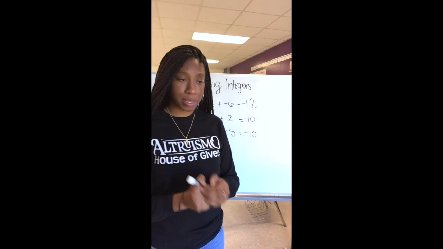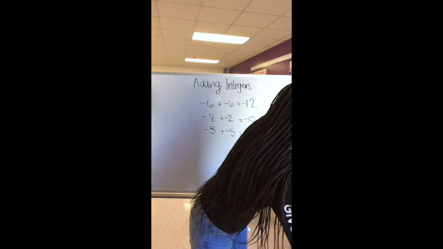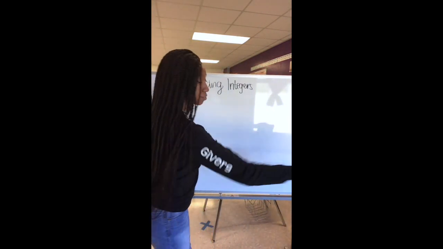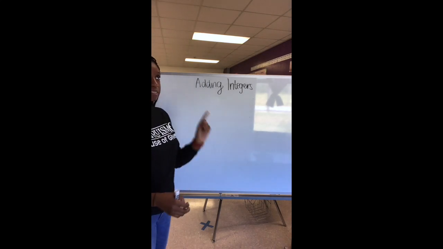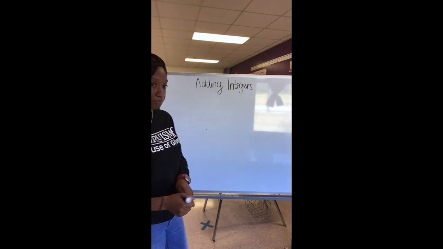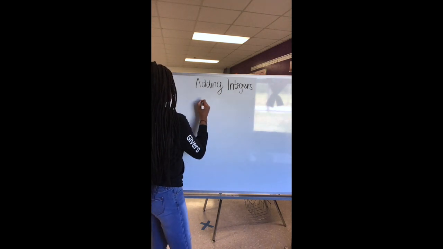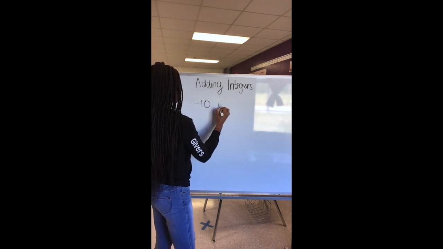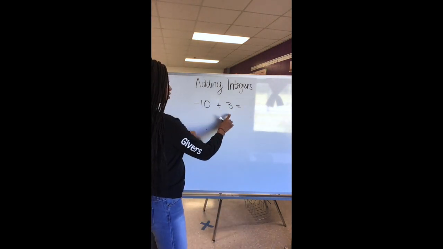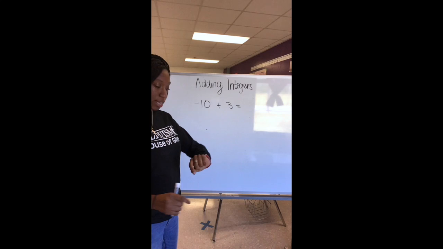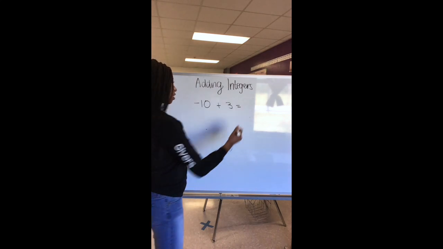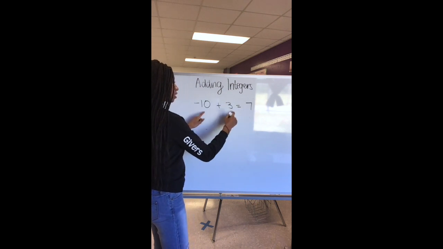Now let's try different signs. I'm going to erase this and we can try something with some different signs. So if you have different signs, we said different signs subtract. You take the sign of the higher number, right? So different signs. -10 plus 3. So they have different signs, -10 and +3. Different signs subtract. So what's 10 minus 3? 7.